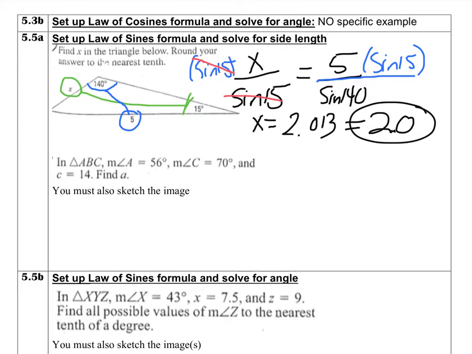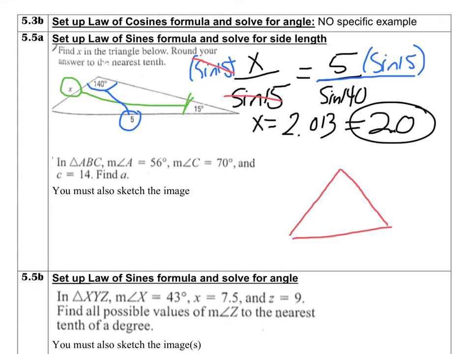Now this next one, we have triangle ABC. We know the measure of angle A, the measure of angle C, and side length c. They want us to find side length a. So let's actually sketch this image first. And I don't know if it's drawn to scale, and that's okay. But I'll try to be somewhat realistic.